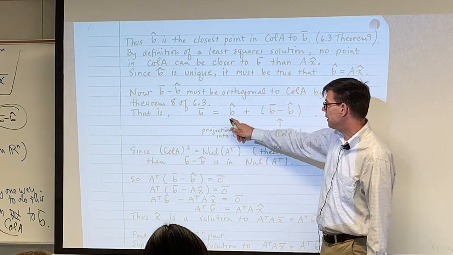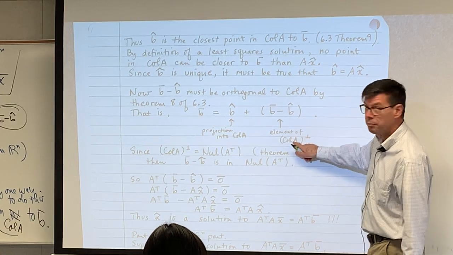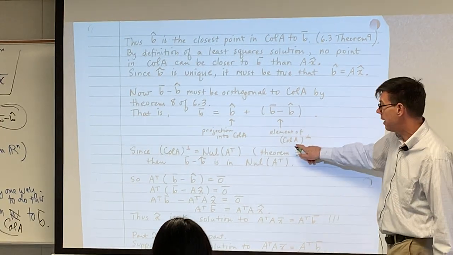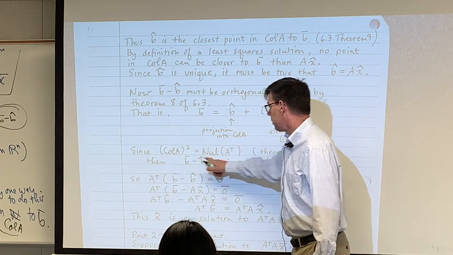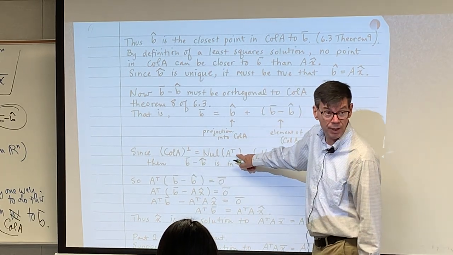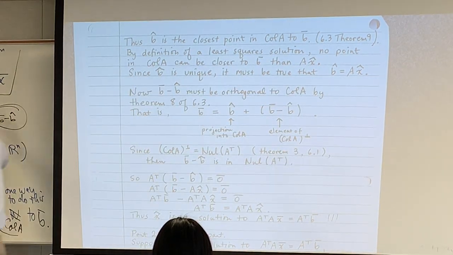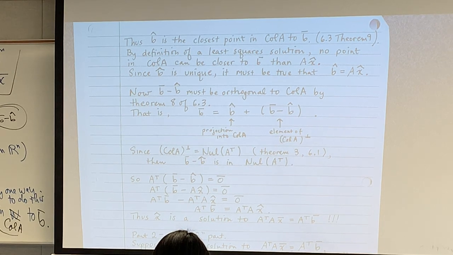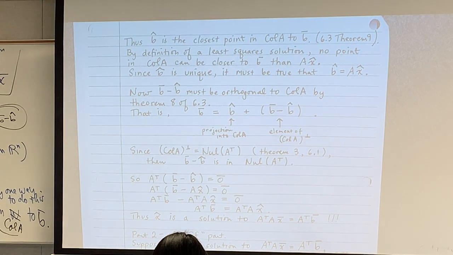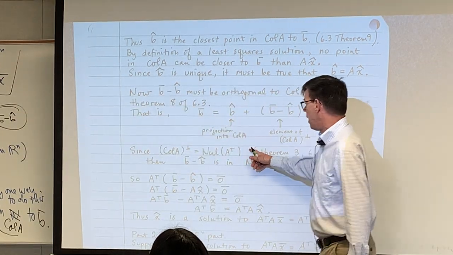So this is a projection into the column space of A. This is an element of the perpendicular complement of the column space of A. And since the column space of A perp equals the null space of A transpose, right? Now, we haven't really been thinking about that a lot, but that is a result from theorem 3 from 6.1. So you've got to go back and look at that. It actually was easier to talk about that in terms of the original matrix first, and then we changed the language to the transpose.